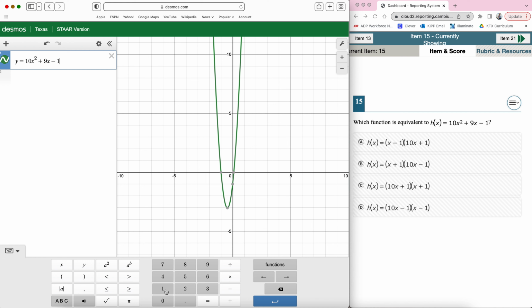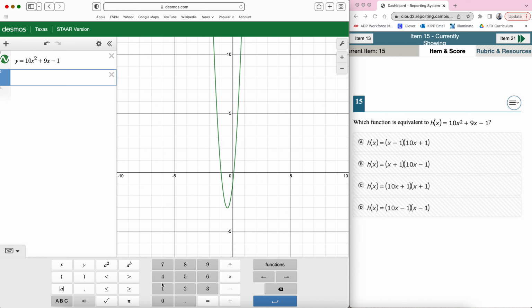So a little tidbit of advice to help students out and to help you teachers out. Anytime on the STAAR test that you see that word equivalent, about 9 out of 10 times, you will be able to do what I like to call graph and match. So that's actually what I'm going to teach right now. I've graphed the function that's in the problem, and now I'm going to go ahead and graph each one of the answer choices.